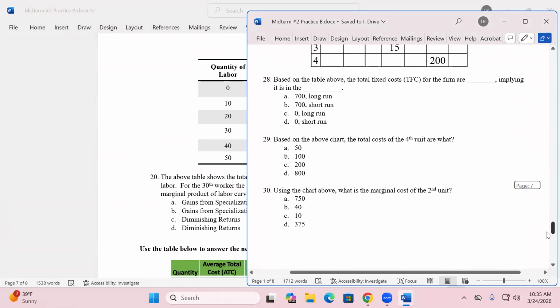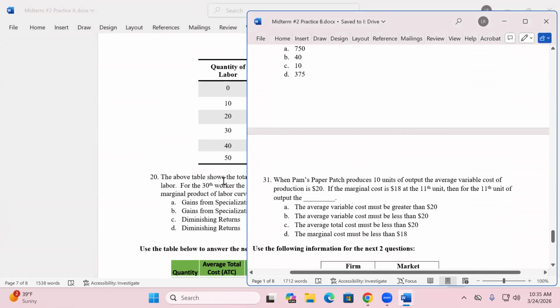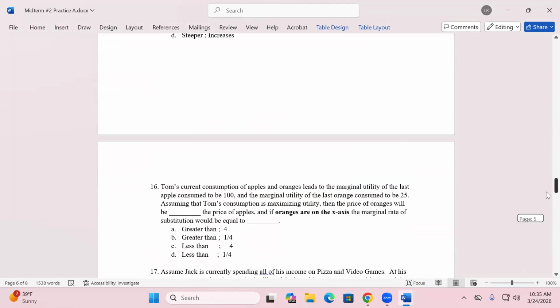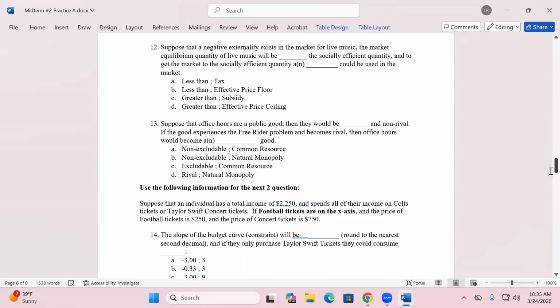I thought there was one on here. Maybe there's no. I saw it. It's like 13? Okay, I didn't go back. It's somewhere. Oh yeah, there we go.